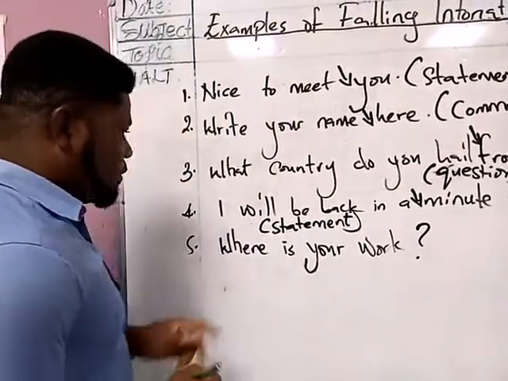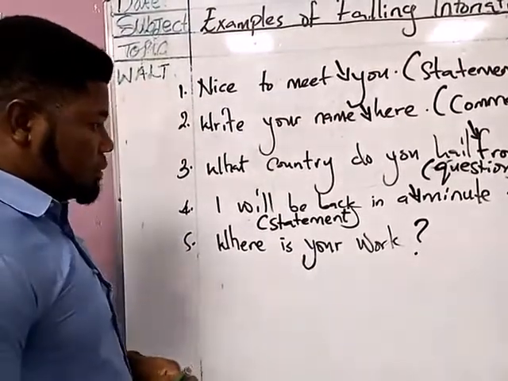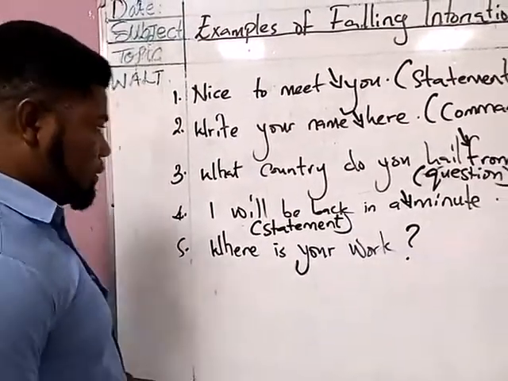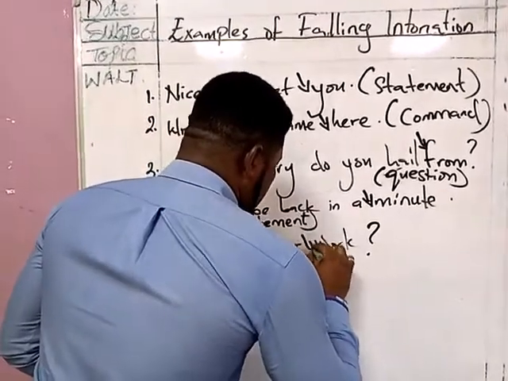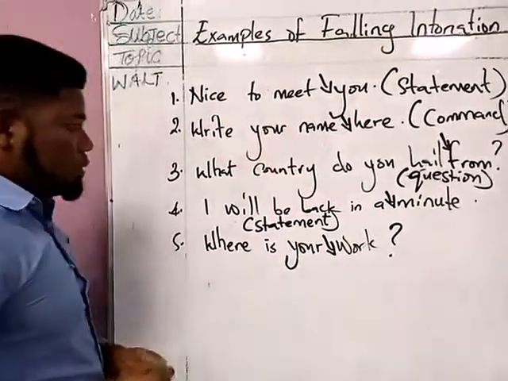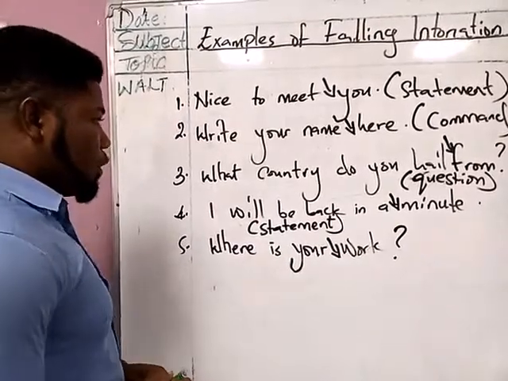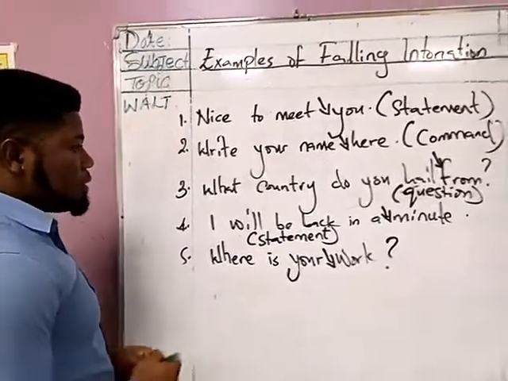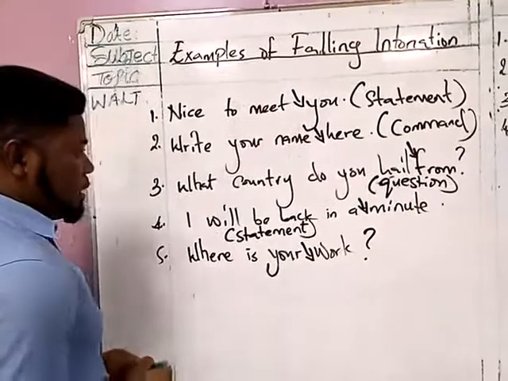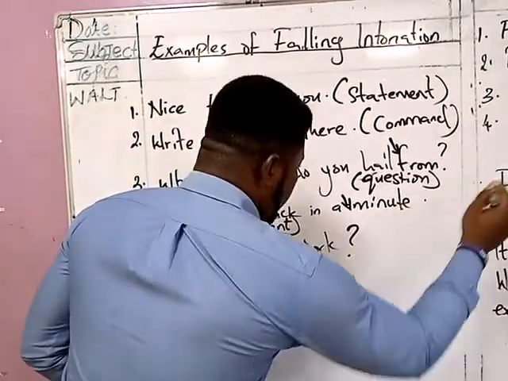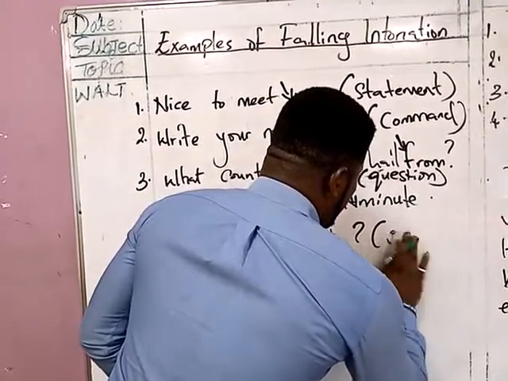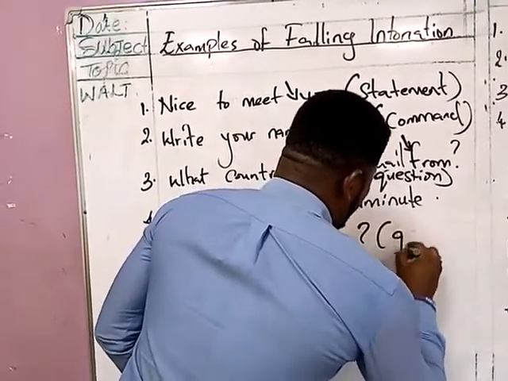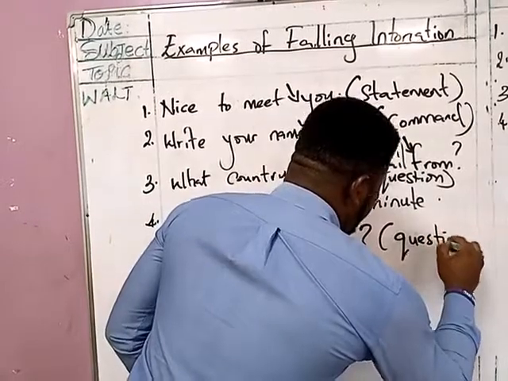Number five, where is your work? You can see that the falling intonation is at the end of the word work. And as it implies, the sentence is a question. Where is your work?